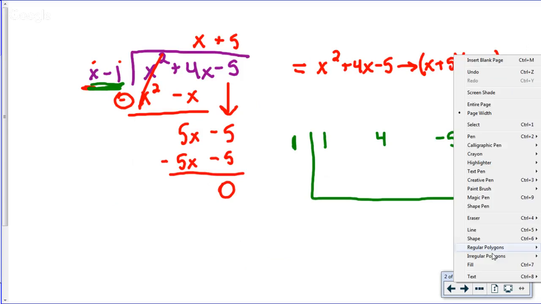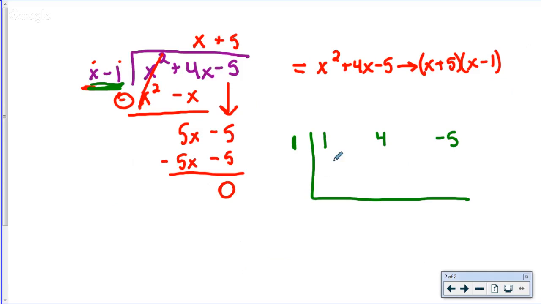So the first thing we're going to do is take this first term and bring it straight down here. So that is a 1. Then we're going to take our zero times this number and put it right here. So 1 times 1 is 1. Then we will add going down. So 4 plus 1 is 5. Then we multiply. 1 times 5 is 5. And then we add and we get 0.